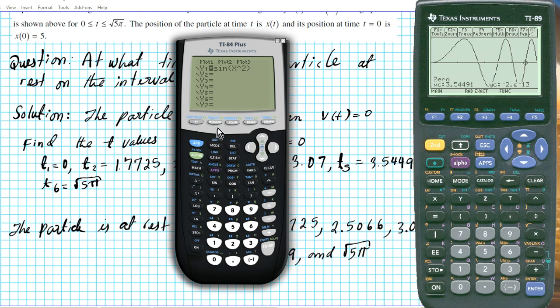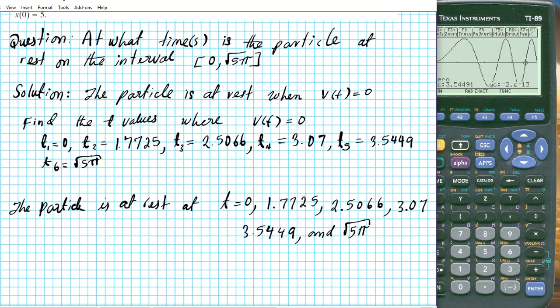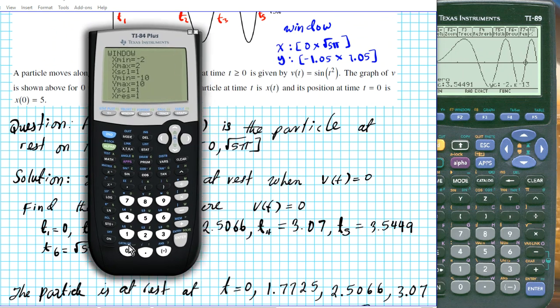Now let's set up our window parameters so that we have a perfect graph, a perfect snapshot of the entire domain that we want. We want the graph looking something like that. Alright, so our window, where did we put our window? Okay, there it is. For x min is 0, enter, all the way up to x max, which is the square root of 5 pi, enter. Notice it changed it into the decimal representation.